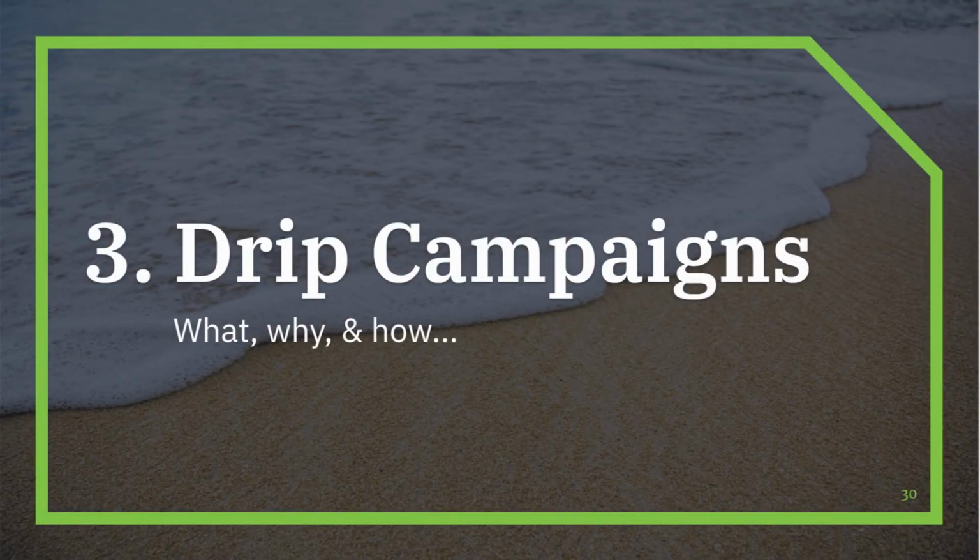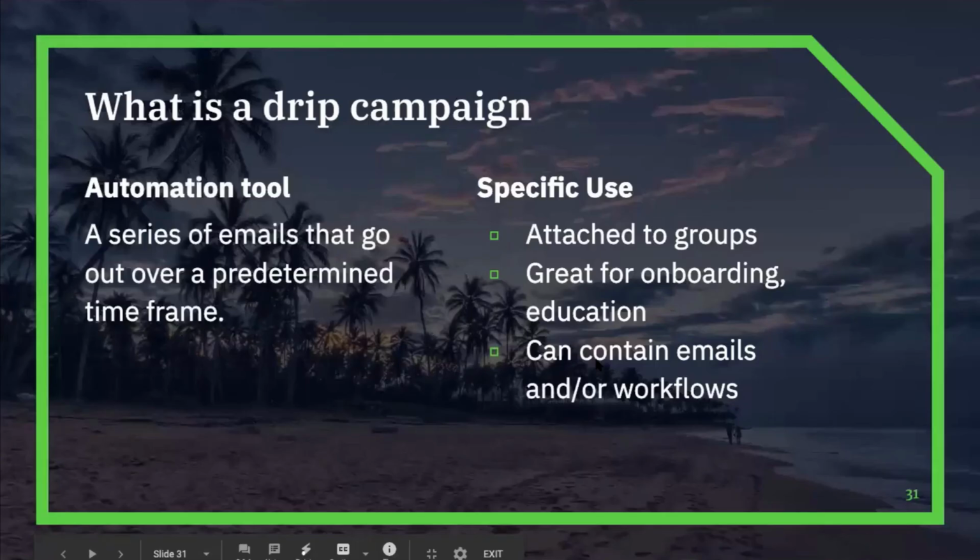I do want to run through drip campaigns really quickly, just to give you an idea of what they are, why, and how they're used. So they are an automation tool. They're a series of emails that go out over a predetermined time frame. Again, there's no logic built into them. There is a little bit of filtering that you can do at the very beginning, but other than that, it's just a series of emails that go out over a predetermined time.